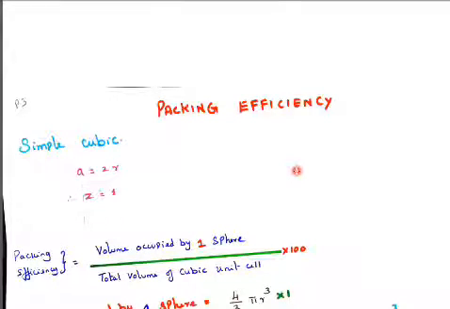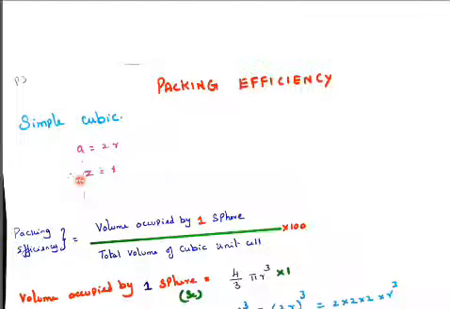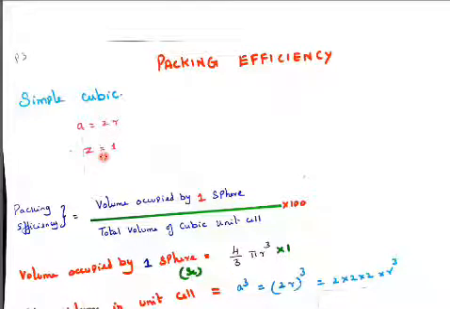Packing efficiency of simple cubic, face-centered cubic, and body-centered cubic. In simple cubic, FCC, and BCC, how closely the atoms are packed is what we are going to see, the efficiency of packing. First, packing efficiency for simple cubic: the A value is equal to 2R. The Z value, the number of atoms present per unit cell, is 1.